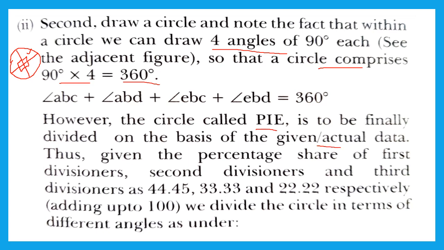Thus, given the percentage share of first divisioners, second divisioners and third divisioners as 44.45, 33.33 and 22.22 respectively, we divide the circle in terms of different angles as under. Now first of all we have converted absolute value to percentage value. Now we know that a circle is divided into four parts of 90° each and the complete circle is of 360°. Now we will convert this percentage value into different angles.